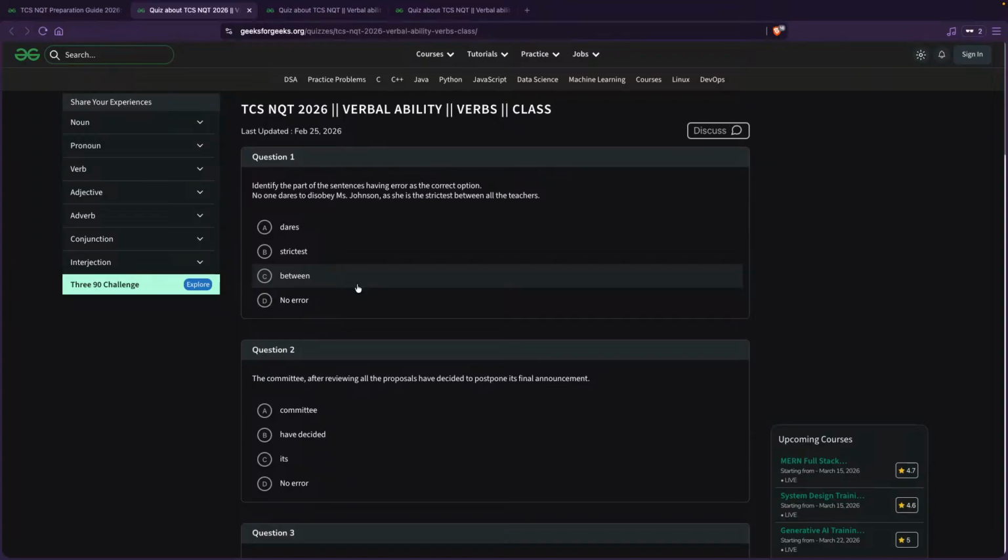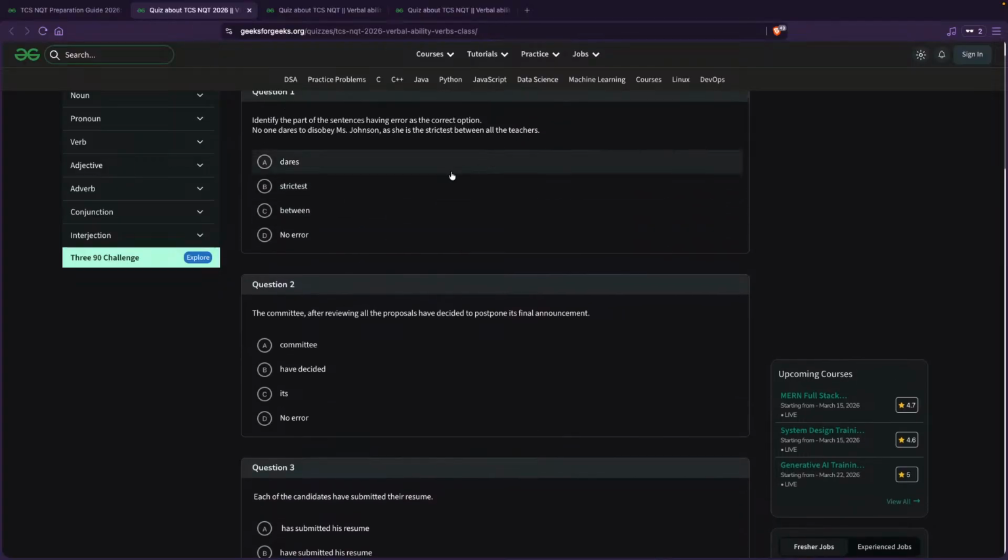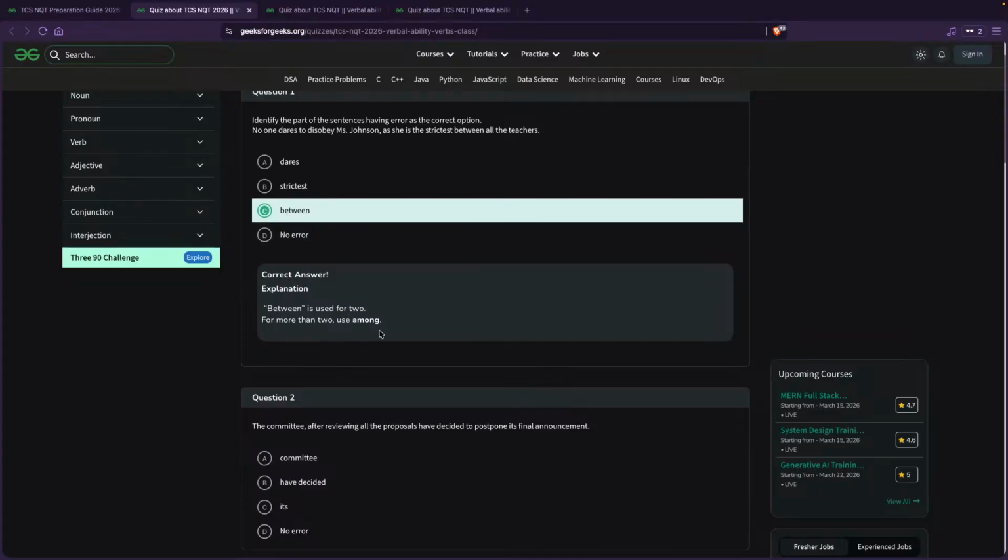Identify the part of the sentence having an error as the correct option. "No one dares to disobey Miss Johansson as she is the strictest between all the teachers." The error is in "between." "Between" is used for two people, but among all the people, it should become "among." Between is used for two, yes, among.